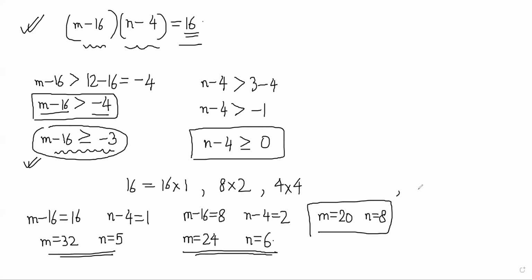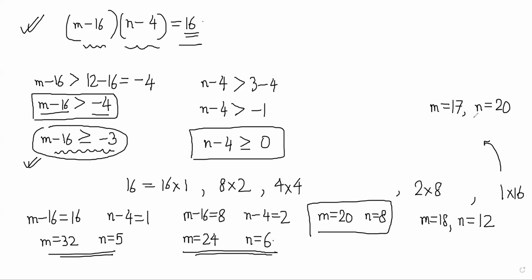And then you can say it could be 2 into 8. In that case, m is 18 and n is 12. And finally, you could write it as 1 into 16. And in that case, m minus 16 is 1. So m is 17 in this case and n is equal to 20 in this case. Right? Now, these are the possible solutions for this equation.